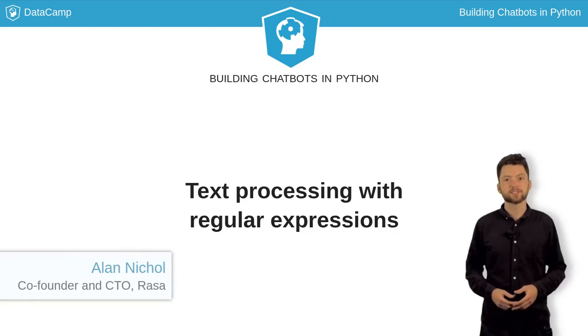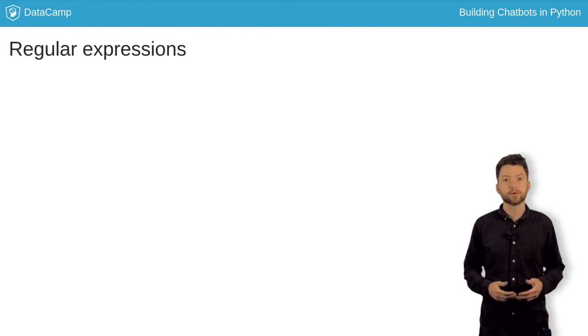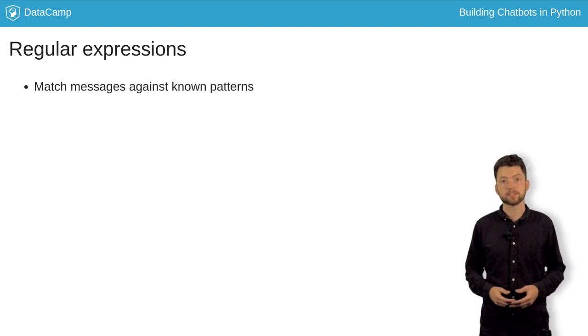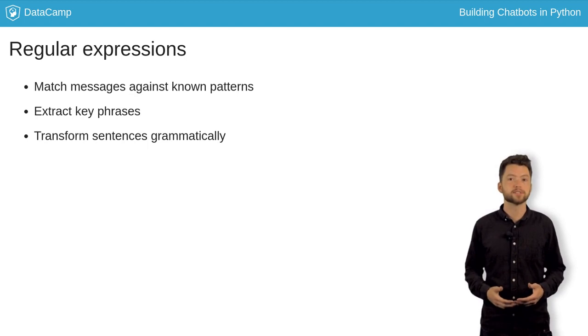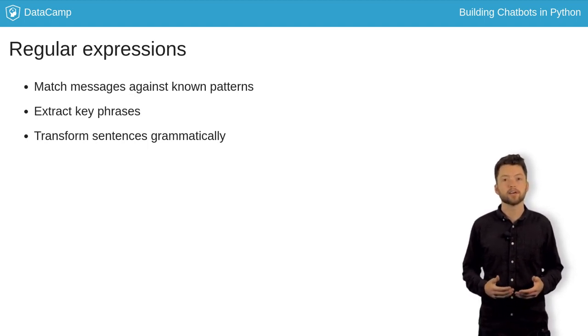Regular expressions, also known as regex, are a powerful tool for processing text. We will use them for matching messages against known patterns, for extracting key phrases, and for transforming sentences grammatically. These are the core pieces we need to create our ELIZA-style bot.